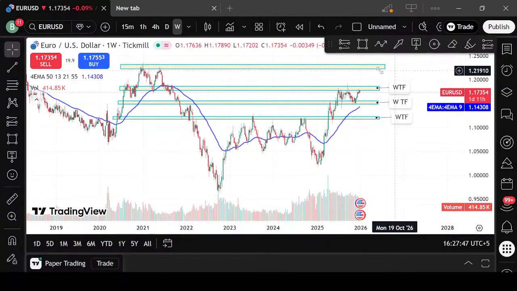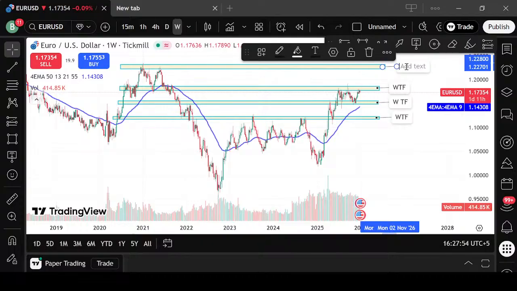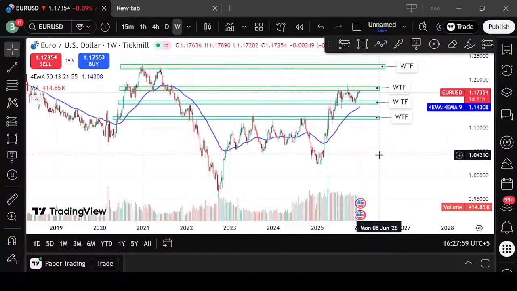Okay, now what I will write here is also the weekly time frame. On the weekly time frame, you can clearly see that we have two supports and two resistances, but the most important support and resistance are these two. This is support and this is resistance. Right now price fluctuates between these two.